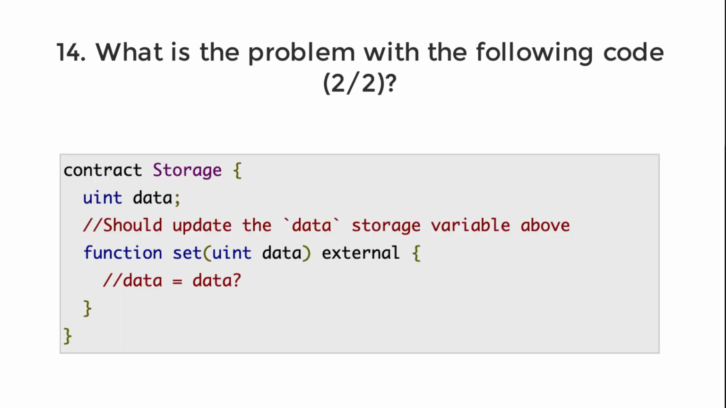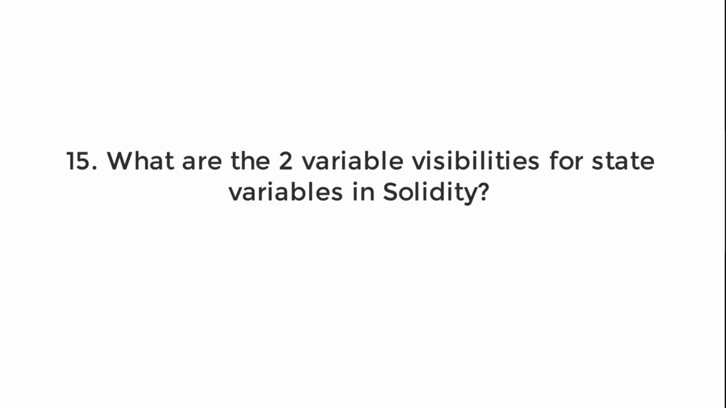Another question about what is the problem with the following code. This is similar to the problem we had just before. The data argument of the set function shadows the data state variable inside the function. Because of this, we can't access the data state variable inside the set function. To solve this problem, we need to rename the argument from data to _data.